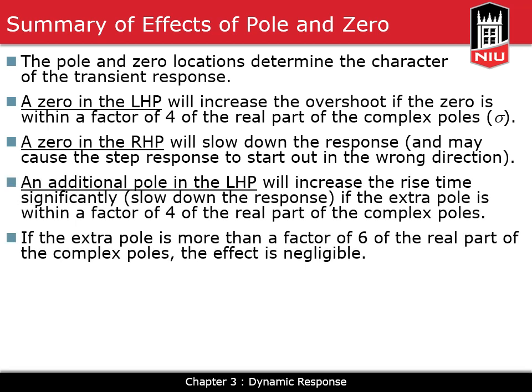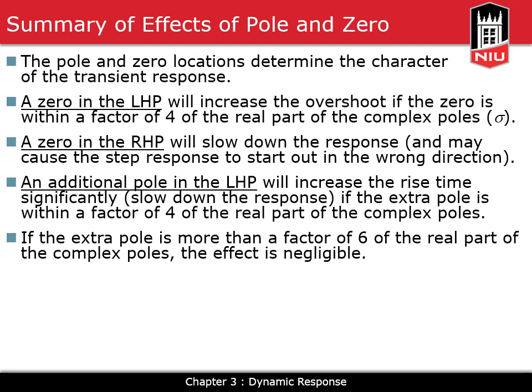An additional pole in the left half plane will increase the rise time significantly if that alpha is less than 4. So if the pole is located within a factor of 4 of the real part of the complex poles, it will slow down the response, or in other words, it will increase the rise time. If the extra pole is further away from those complex poles by a factor more than 6, then the effect is negligible.